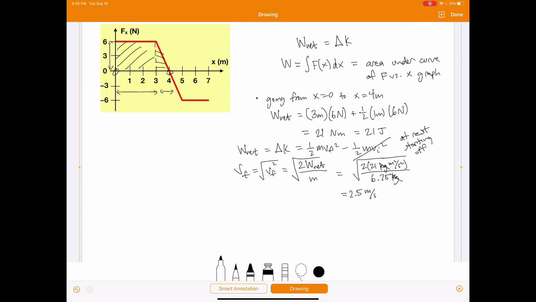Okay, so in the next part, we're going from x equals 0 to x equals 7 meters. And here's what we have to do in that case. We're going to keep calculating W net as the area under this curve, but now we have some negative area. That's how this works when your graph goes below the x-axis. You have to count this area as negative. So now we're going to add this little bit of triangular area right here. And to get all the way to 7, we have this little square area right here that we have to add.